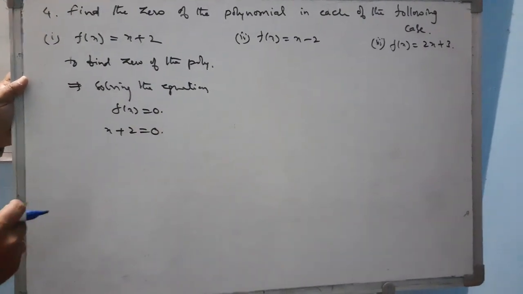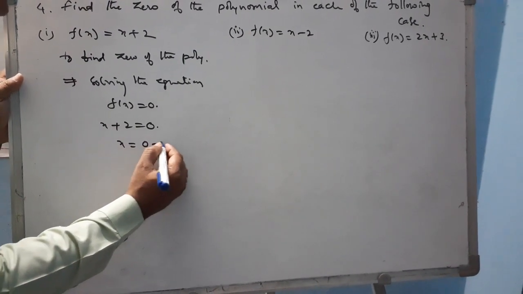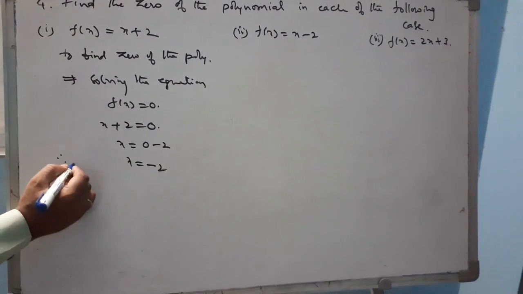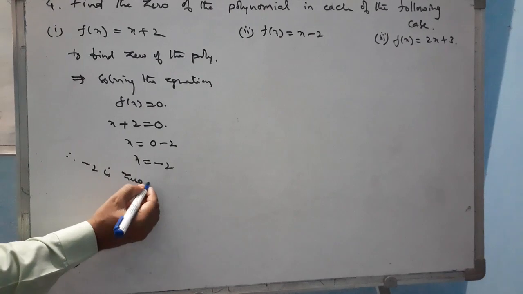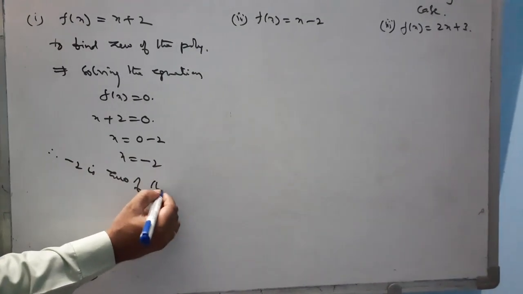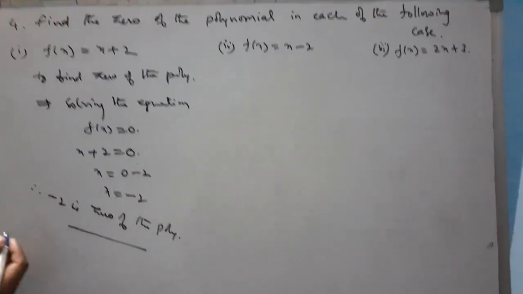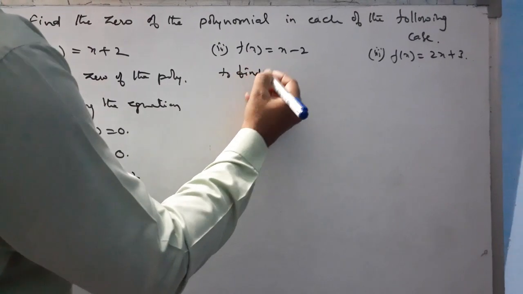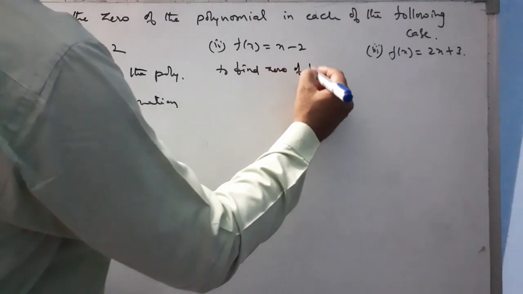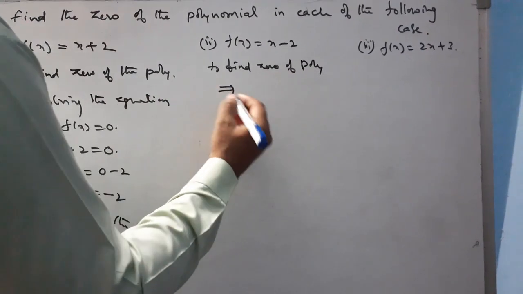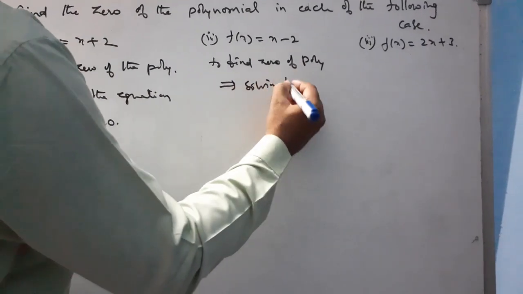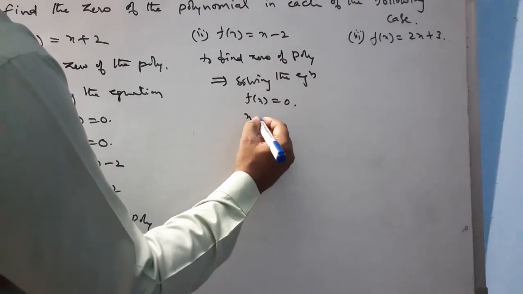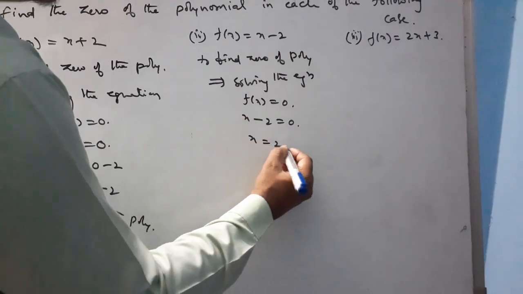Now bring 2 to the right side, so x is equal to 0 minus 2, so x is equal to minus 2. So therefore minus 2 is a 0 of the polynomial. Next, f of x equal to x minus 2. Here to find the 0 of the polynomial, that implies solving the equation f of x equal to 0. So it is x minus 2 equal to 0, x is equal to 2.